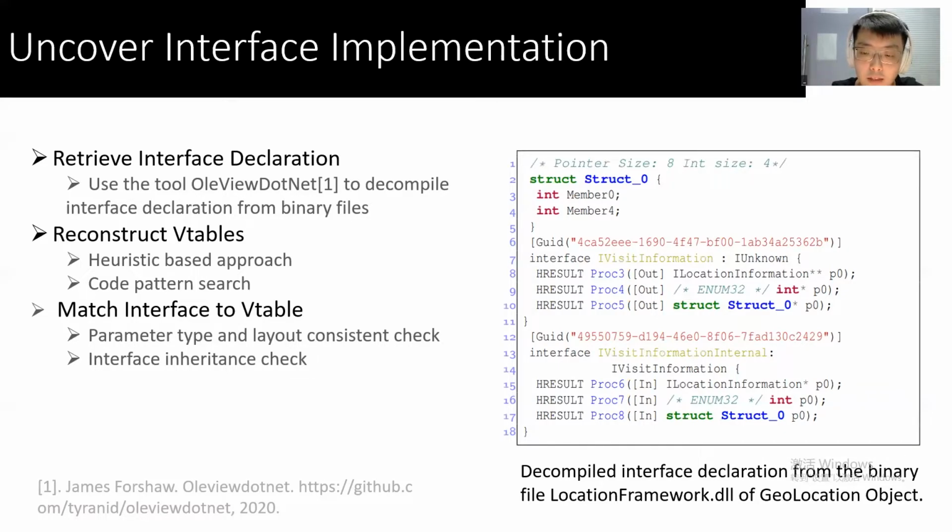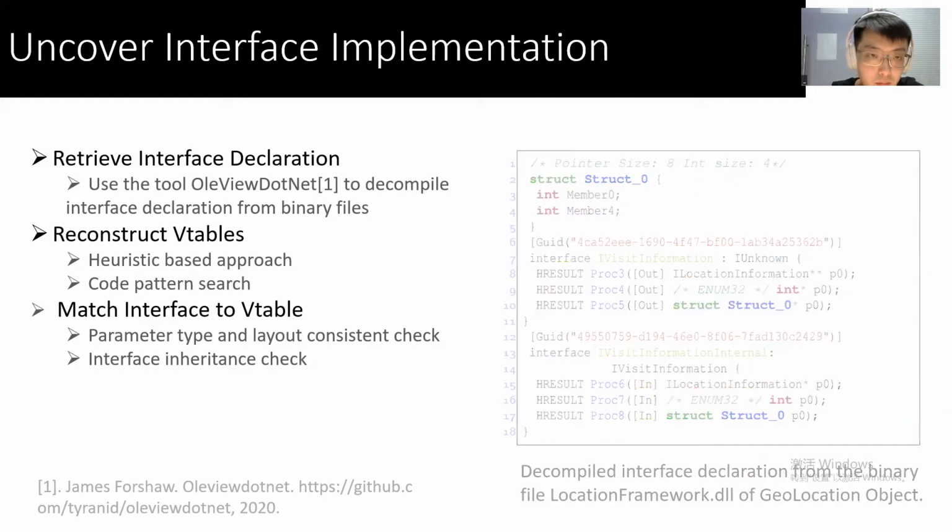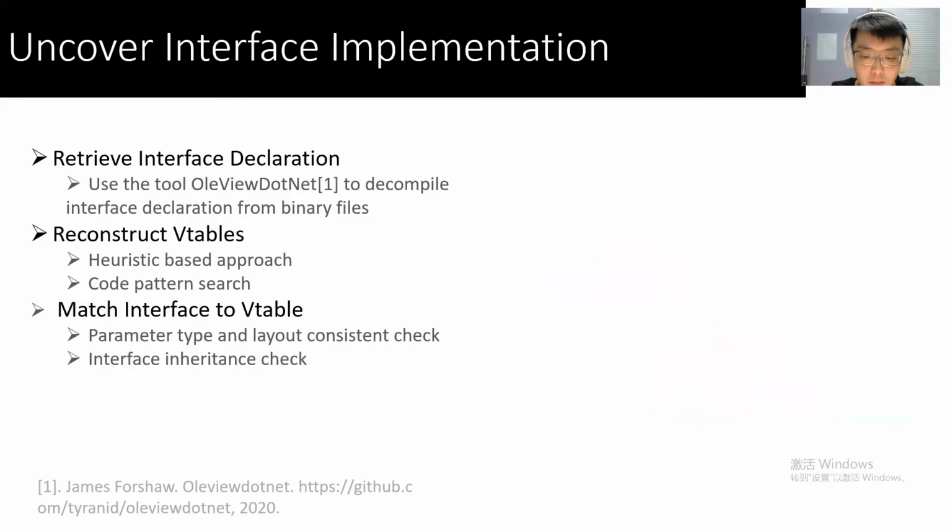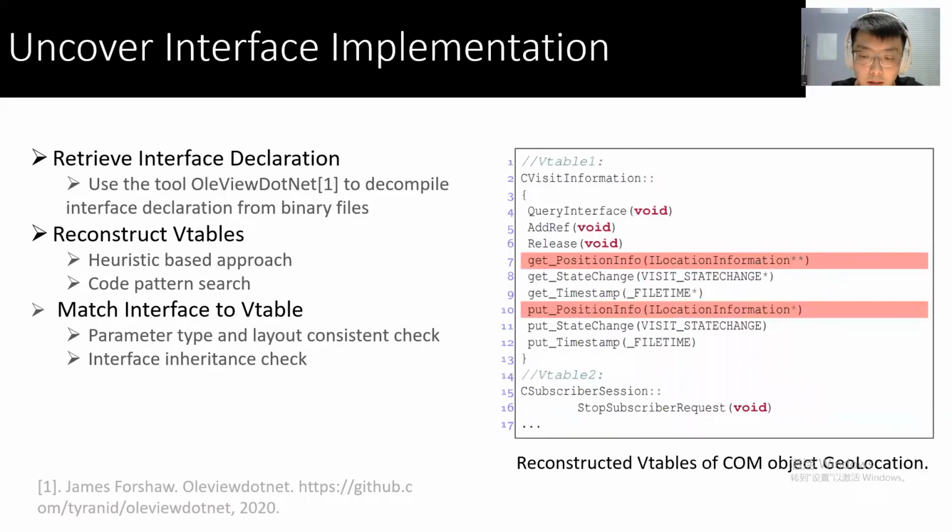For every V-table candidate, we first examine the parameter type and the interface layout for consistency, after which the candidate list is shrunk to those whose interface has inheritance relationships. An interface inheritance check selects the corresponding V-table, which indicates the corresponding interface implementation.